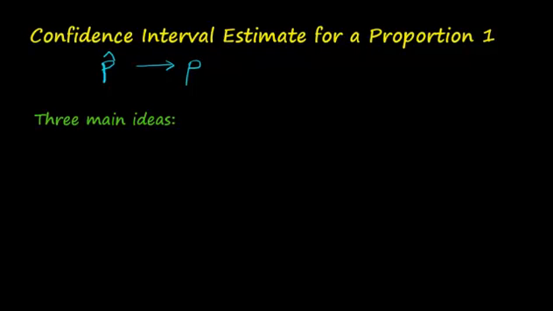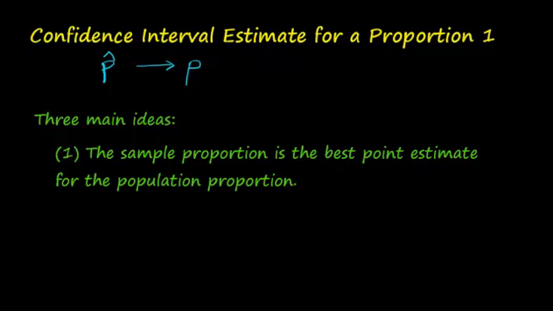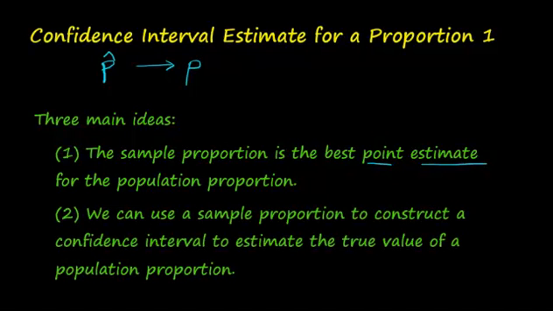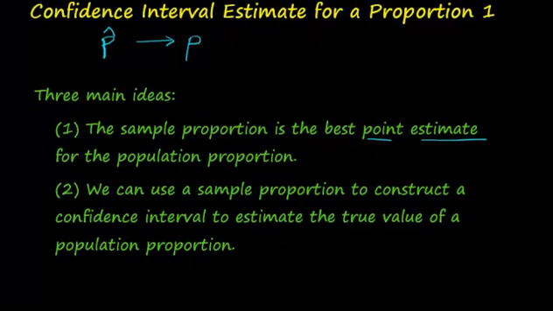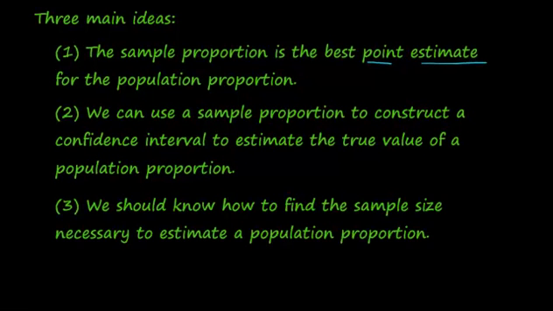There are three main ideas here. First, the sample proportion is the best point estimate for the population proportion. Best point estimate. And this goes back to the fact that it's an unbiased estimator, as we saw in a previous video. We can use a sample proportion to construct a confidence interval to estimate the true value of a population proportion. And third, we should know how to find the sample size necessary to estimate a population proportion. So once we learn how to get this confidence interval estimate, we'll also talk about finding sample size.